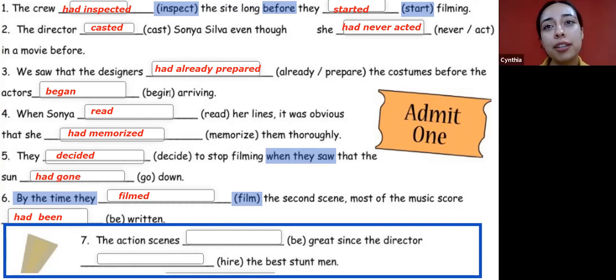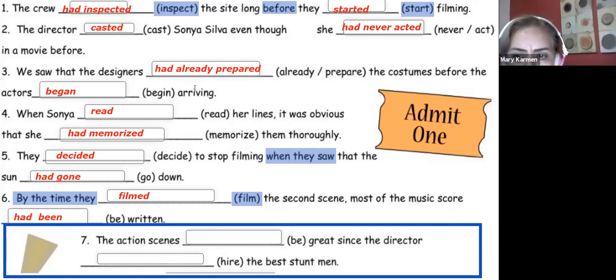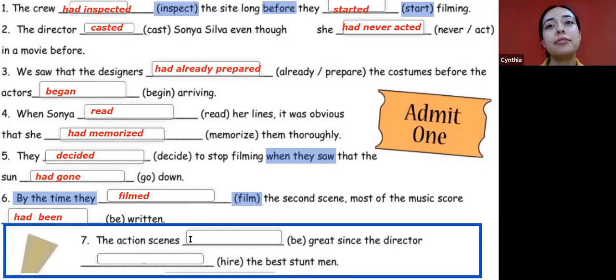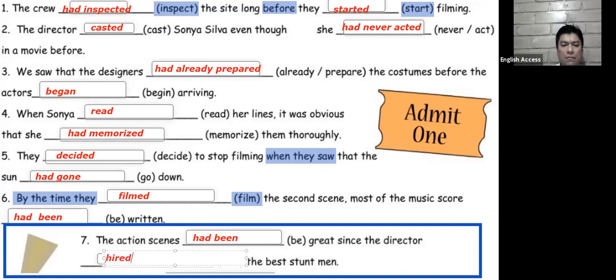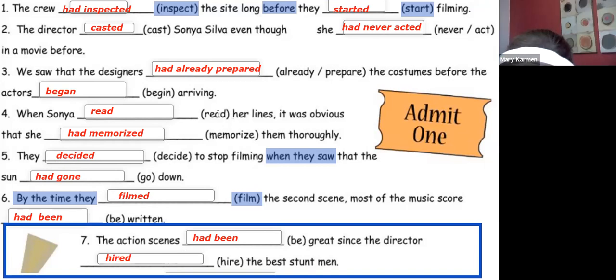So had been great since the director hired the best stuntman. Hired is the simple past. Yes, hired. All right. Gentlemen, do you agree with the ladies? The action scene. Yes or yes? I defer.